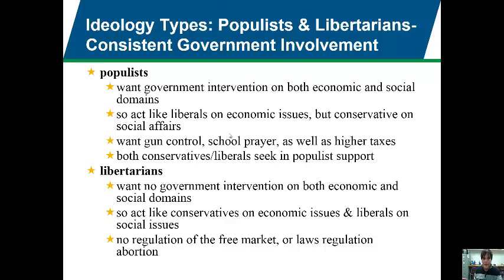Populists, the lower two of the political ideologies, I should say. Populists want government intervention on both economic and social issues. So they tend to act like liberals on economic issues because they want that regulation of the market, but they act like conservatives on social affairs. They want to outlaw abortion. They want to prevent same-sex marriage. Populists also tend to be big fans of gun control, school prayer, as well as higher taxes. So it tends to be a little tricky.